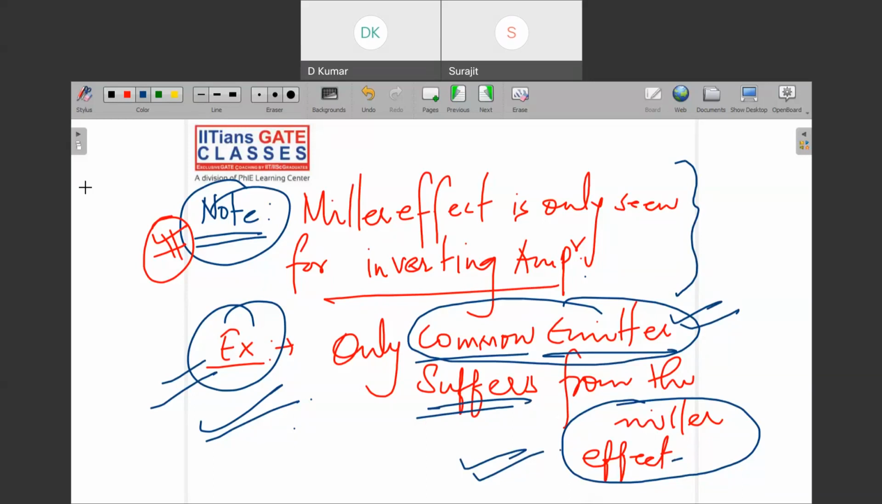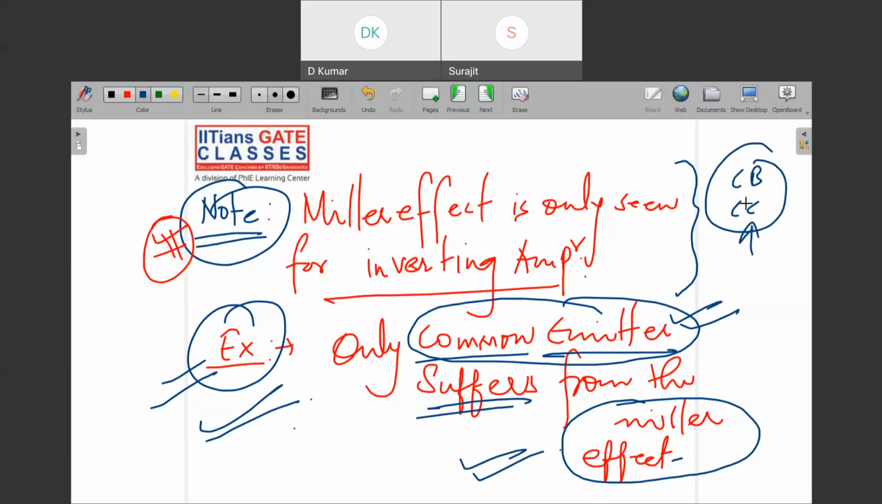When we go to high frequency, the various capacitances come into the picture, so accordingly the bandwidth gets changed. We will see why common base and common collector do not have the Miller effect. For common collector, as the voltage gain is 1, the factor 1 minus 1 is 0.